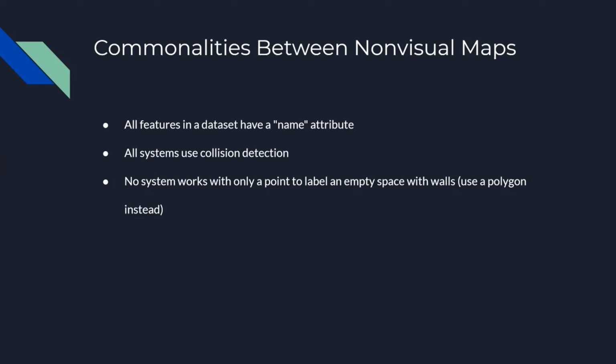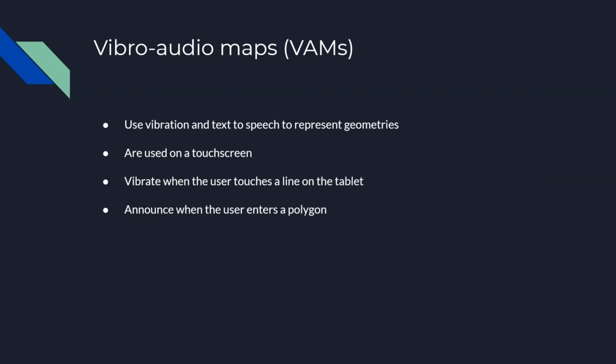So if you have an unmarked polygon, point, or line, that's basically not extremely useful because it doesn't provide any kind of context of why that exists. There's also... yeah, so those are the commonalities between these different types.